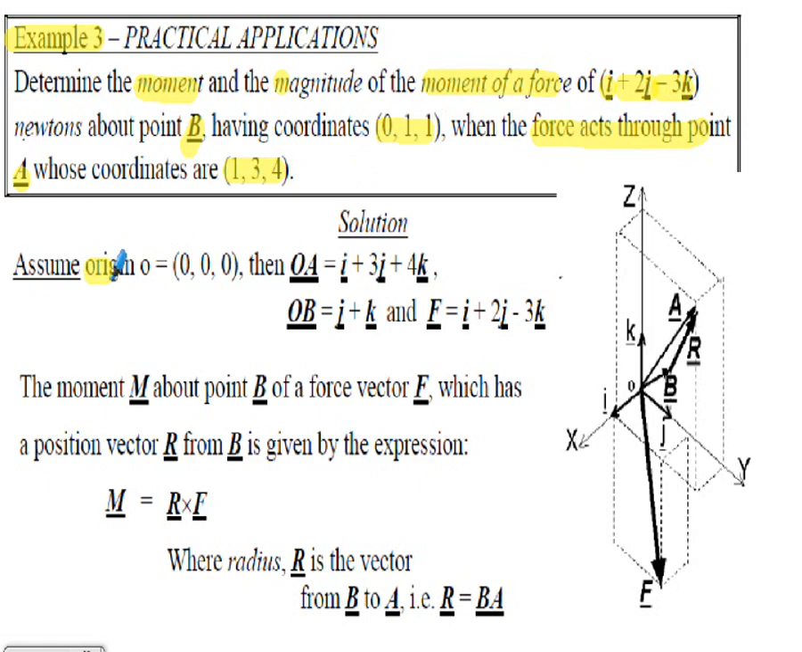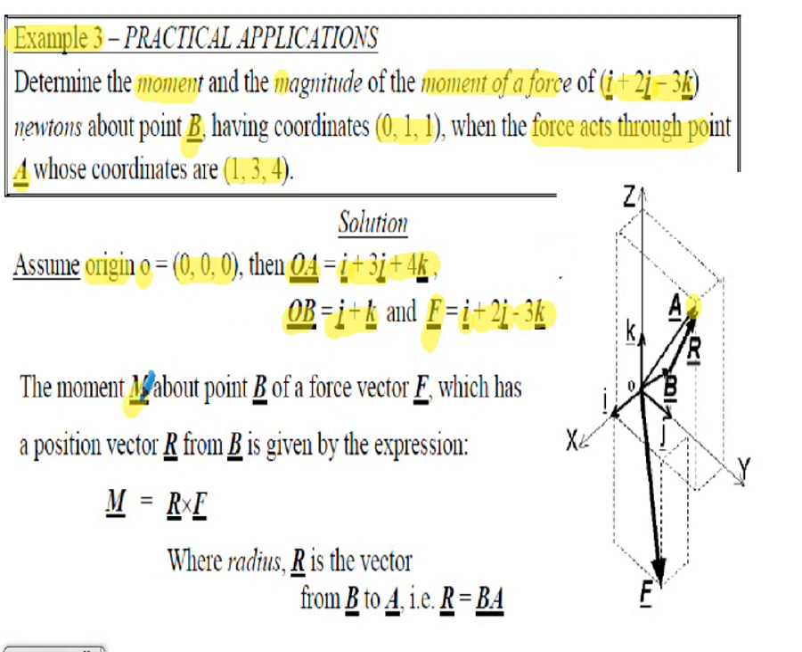So we're going to assume the origin O in this case is 0, 0, 0 because we're not told anything otherwise. So vector OA in this case will be i + 3j + 4k. Vector OA gives us a point from the origin. Vector OB will be j + k, and the force vector F is given as i + 2j − 3k. That's all information taken directly from the question.